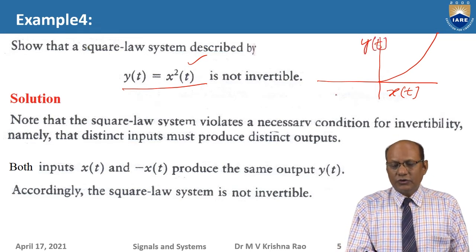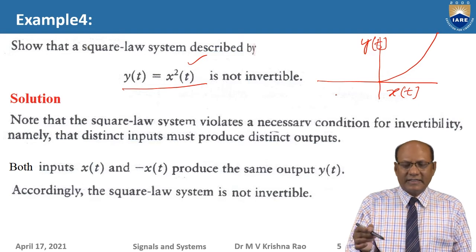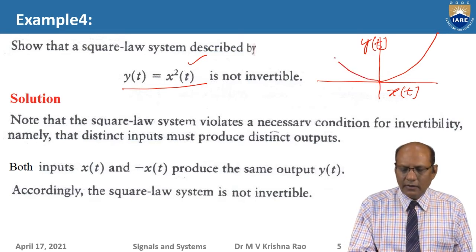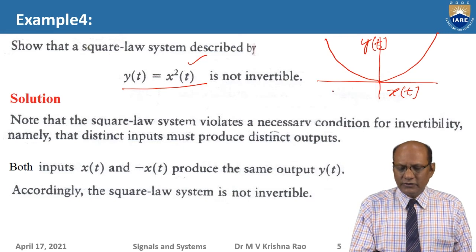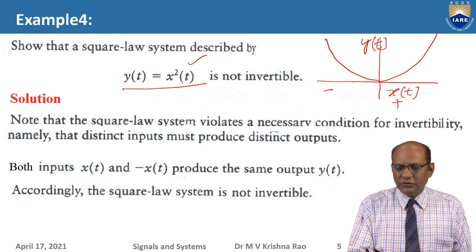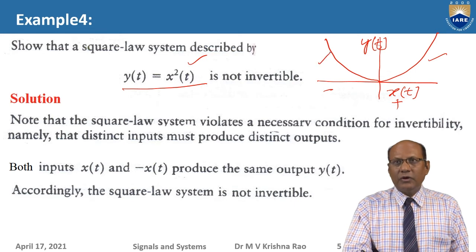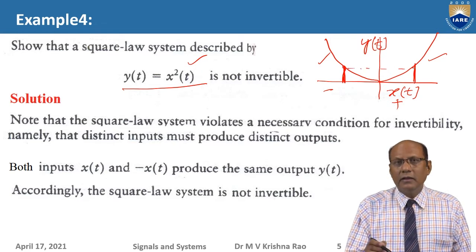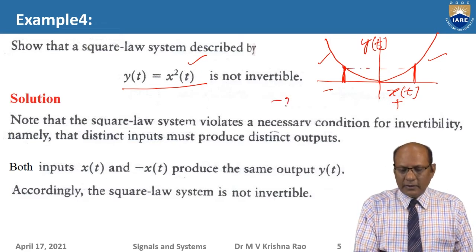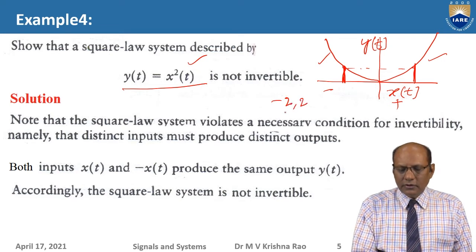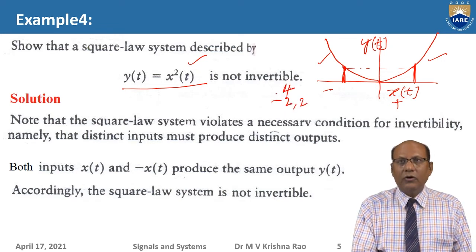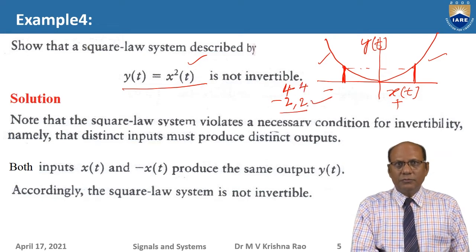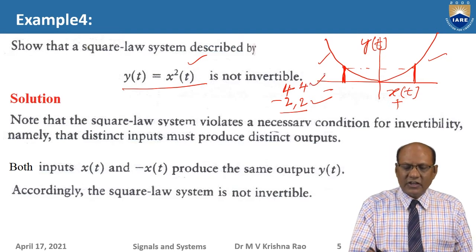On the positive side, and for negative values also, if I square minus x of t, I will get this kind of thing. This side minus, this side plus. After squaring, both will become positive. This minus x and this plus x of the same value are equal. For example, if I take minus 2 and plus 2, square of minus 2 I will get 4, and square of plus 2 I will get 4. So these two input values, plus and minus, have given the same output value.